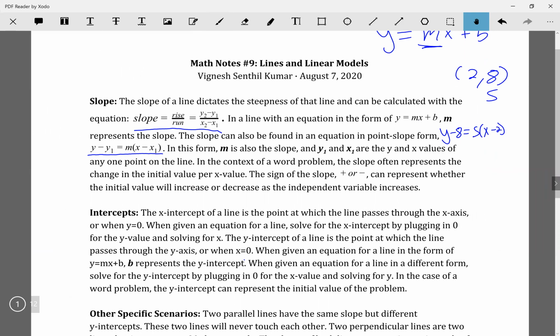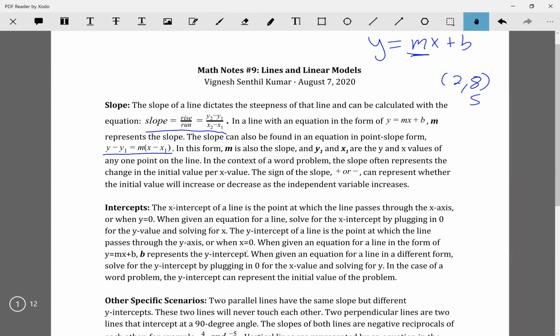And obviously you could distribute this and then move it to change it into y equals mx plus b form, which is usually easier for you to determine the y-intercept and all that. So that's basically how you find slope and point slope form. If it's a positive slope, the graph will look like this. If it's a negative slope, the graph will look like this. That's something you should know.